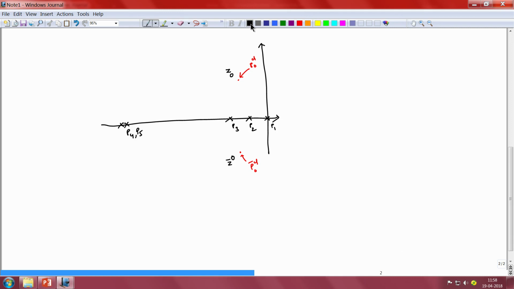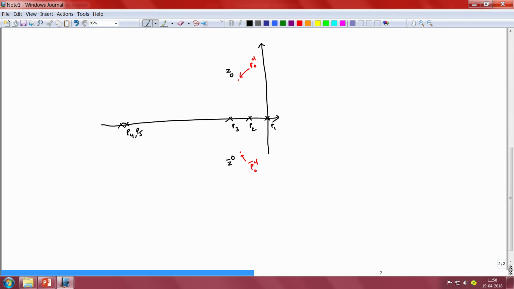And our first step in the design is to determine the exact position of this zero in the complex plane, or equivalently we can try to determine the distance of this zero from the point PCL naught, whose coordinates we know very well, and the angle of the zero with respect to the point PCL naught. This will be the first two steps in the design.